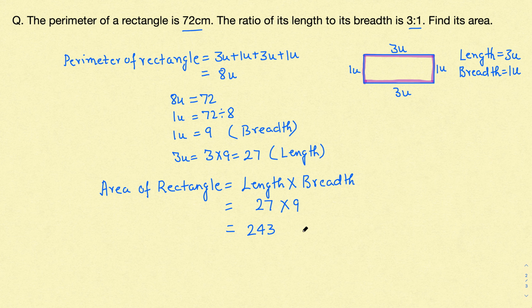Okay, 243. So let's write our answer quickly. The area of the rectangle is 243, and we must write the unit. So what will be the unit? It will be cm square because it's area. So the area of the rectangle is 243 cm square.